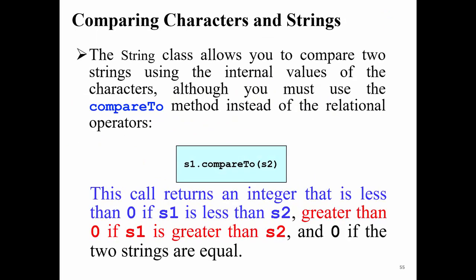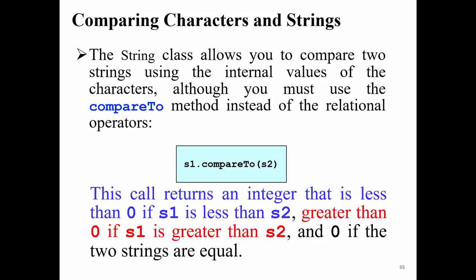Okay, comparing characters and strings for ordering. We saw this in the previous lectures. s1.compareTo(s2) will return 0 if the s1 content is the same as s2. It will return a negative value if s1 is less than s2, and it will return a positive value if s1 is greater than s2.